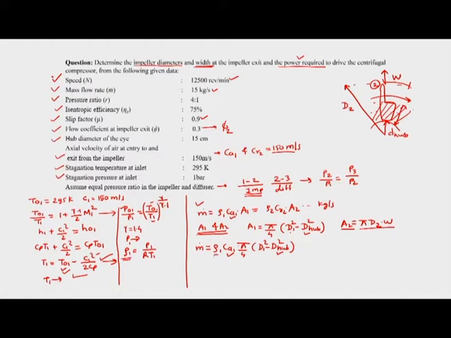So now knowing the density, knowing the velocity 150 meter per second, knowing the mass flow rate, knowing the diameter of the hub, we can find out D1, which is the diameter at this state. So we know this is D1 diameter. Now our objective is to find out D2 or width W2.